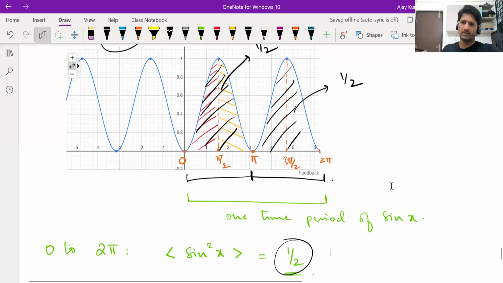We'll be applying all these in this chapter. We'll need to find out what the average current is, what the average voltage is, what the average power dissipated is. In those things, we'll be using these calculations. Okay, thank you all. We'll continue in the next class.